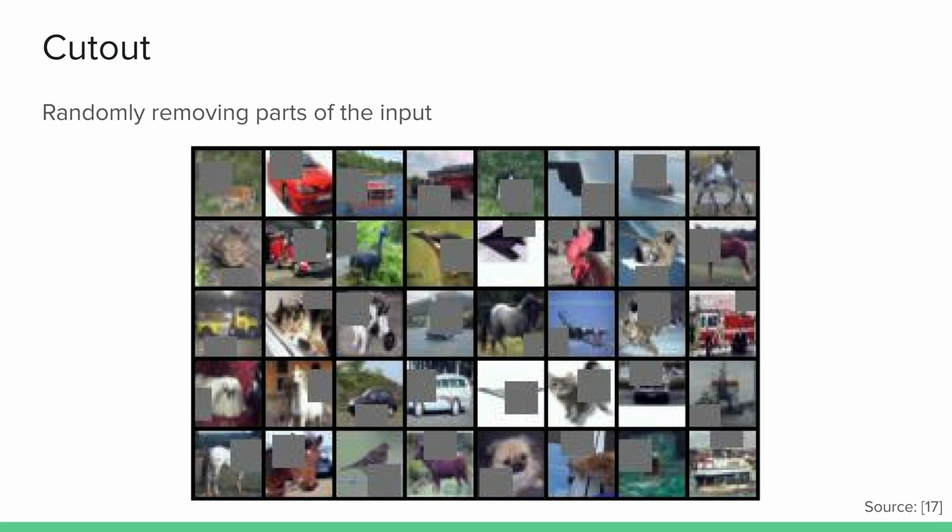Cutout is something that I think I mentioned before. You can take, for example for images, certain parts of your input and just remove them, set them to zero, and force the network to be able to understand images, even though some parts of the images are hidden.